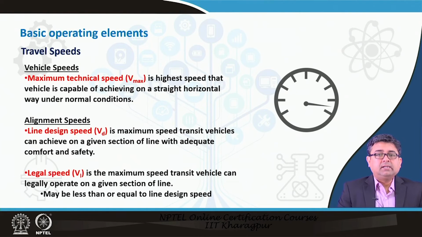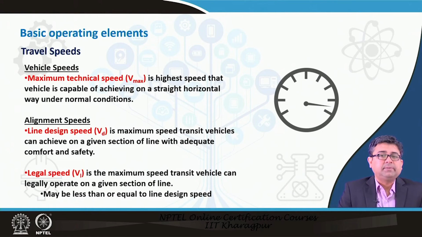On a section, the line design speed depends upon the safety and comfort of the passengers traveling. So, usually we do not want to achieve the maximum speed if comfort and safety is compromised. So, the line design speed and the maximum technical speed have some relationship with it. We want to keep the line design speed as per the alignment, as per the different sections in a transit line.